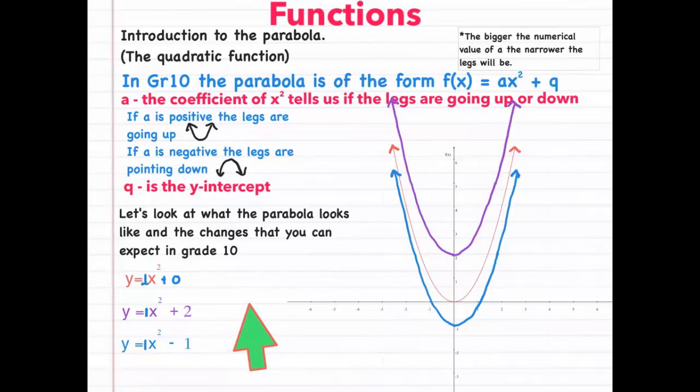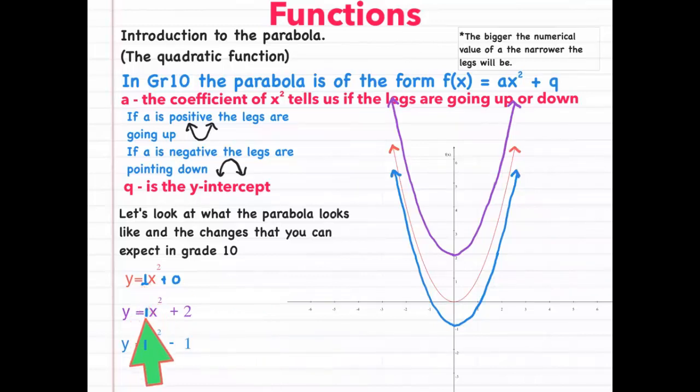As long as you know now that this plus q tells us where the graph goes through the y-axis. That one at 0, this one plus 2, there we go. This one minus 1, there we go. And then basically, the a tells us if the legs are going up or down. And in the next lesson, we will learn how to calculate these x-intercepts, which you already basically did when we learned about quadratic functions earlier on in the year. Okay, let's go and look at some more examples.